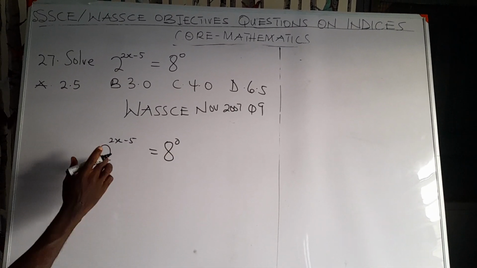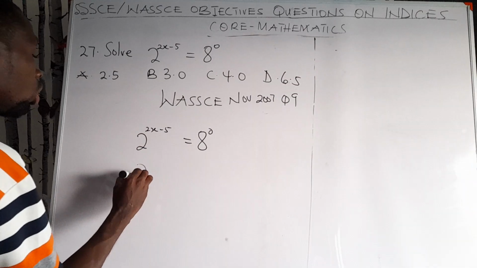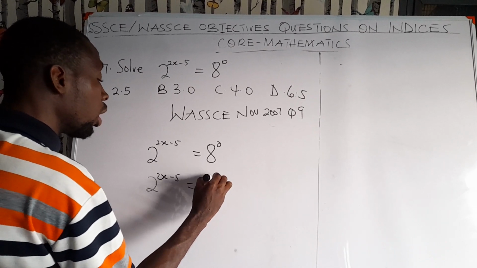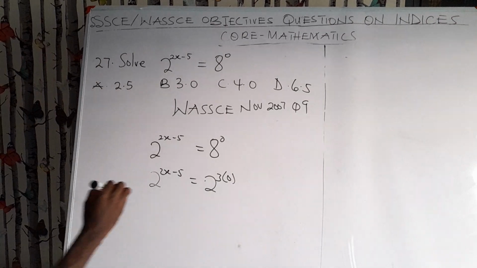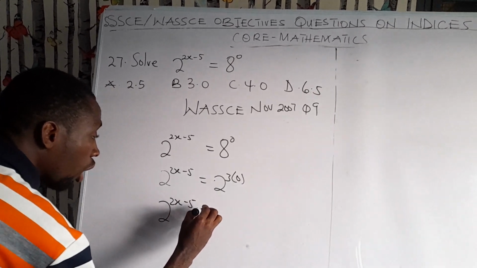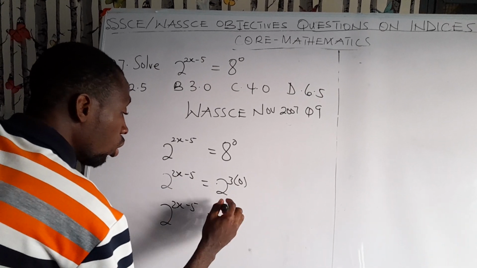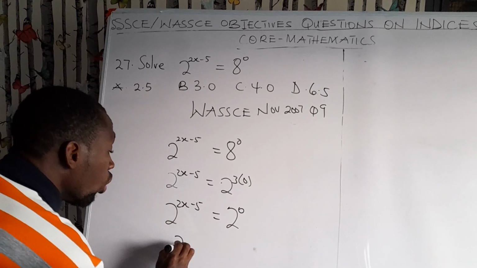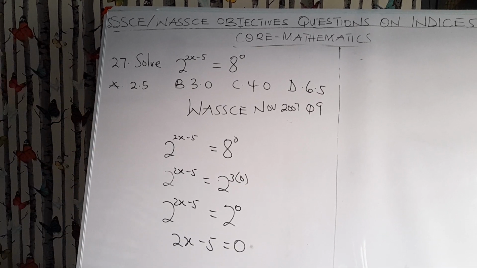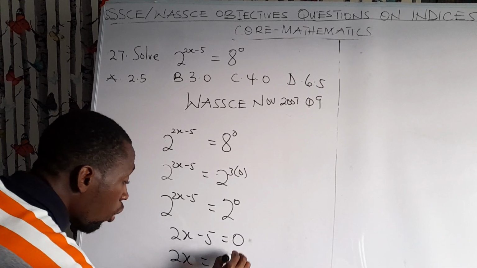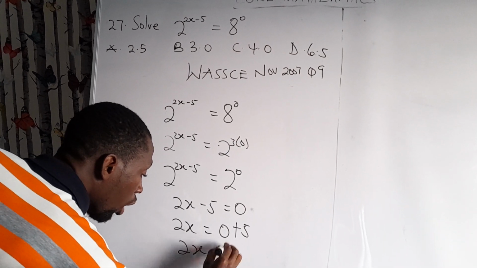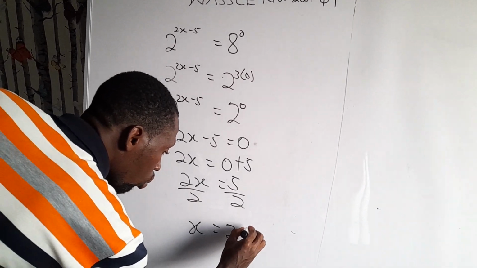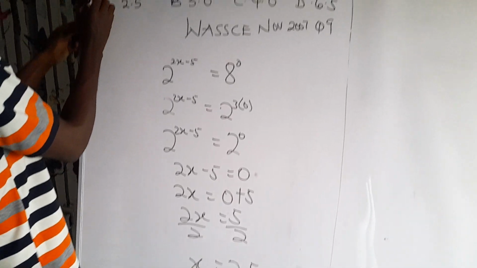Now we have to change this 8 to have a base of 2 in index form. So we have 2 exponent 2x minus 5. 8 is the same as 2 exponent 3, times the 0. So we have 2 exponent 2x minus 5 equal to 3 times 0, which is 0. So that will be 2 exponent 0. Now the bases are the same, so we can equate the exponents. You can say 2x minus 5 equal to 0. So 2x will equal 0 plus 5. 2x will equal 5. We divide both sides by 2. So 5 divided by 2 is 2.5. So the correct answer then is A.